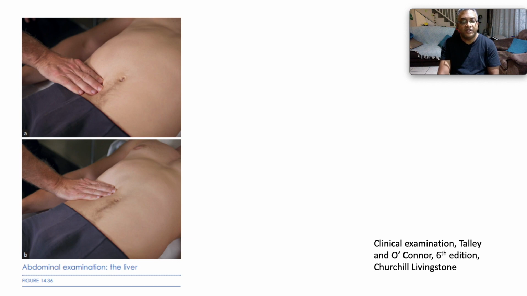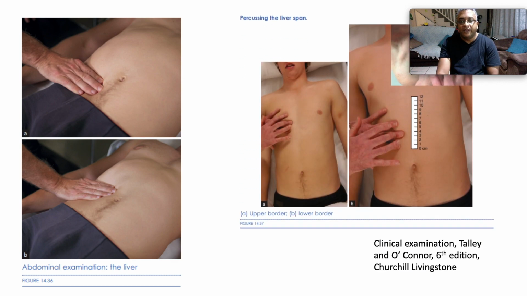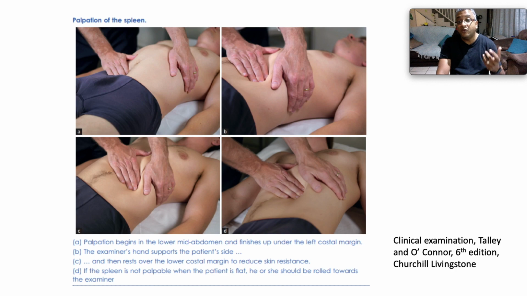So this is a demonstration of the proper technique for assessing hepatomegaly. You start down in the right iliac fossa and come progressively upwards. You palpate while flexing at the metacarpophalangeal joints during inspiration. And this is percussing out the upper border of the liver, which we know to be normally in the right fifth intercostal space, mid-clavicular line, and you measure the span of the liver. Remember, a normal liver span is anywhere between 7 to 12 centimeters.